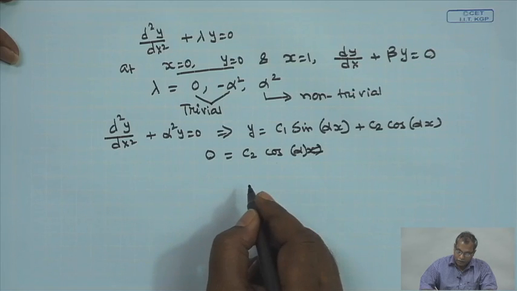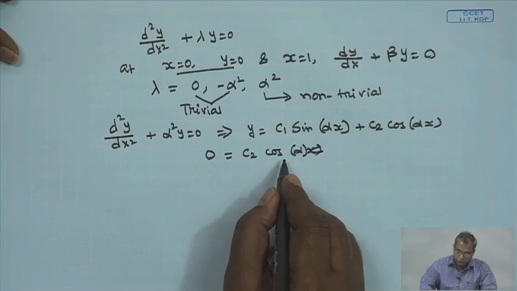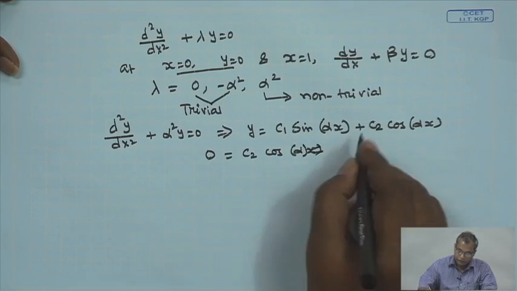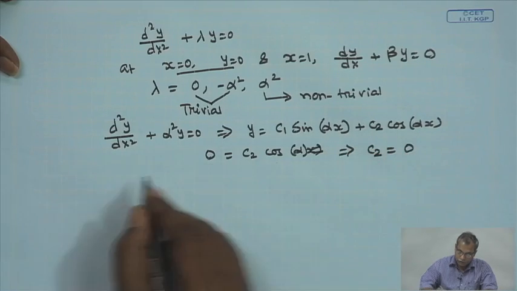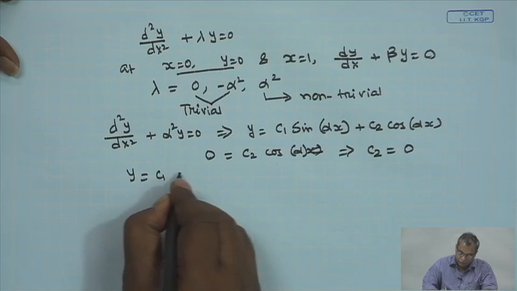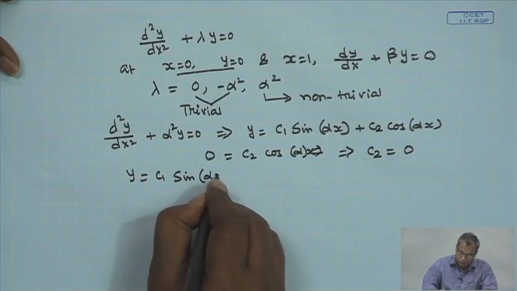Now, cosine alpha will be not equal to 0. So, therefore, C2 will be equal to 0. So, we have the solution as C1 sin alpha x.